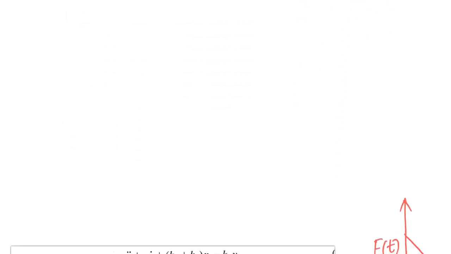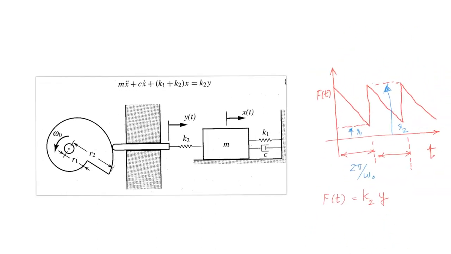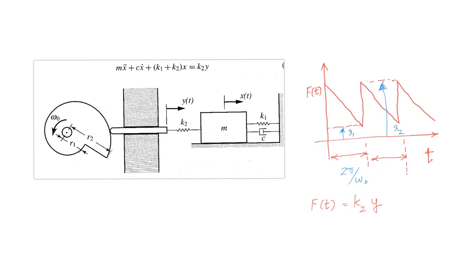Then we went ahead to look at another example, that of a cam and cam follower. So here we have a system as shown here. This is the governing differential equation of this particular system. As you can clearly see here, the excitation force depends upon the y displacement. So y displacement is governed by this particular cam over here. It is rotating at an angular velocity of omega naught, and it has two peaks of displacements, r1 and r2. Now I'm showing this in a plot over here.